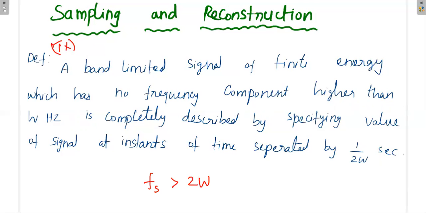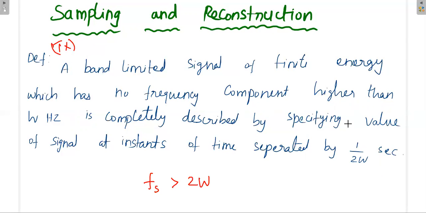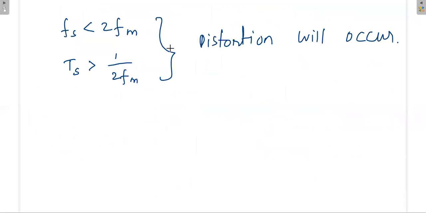Now we are at the transmitter side, and what we are doing is defining the signal with the help of samples. Instead of the complete continuous waveform, we are describing it with samples. It can be described by specifying the values of the signal at instants of time separated by 1 by 2W seconds. So they are telling what the minimum time between two samples should be, that is 1 by 2W. As I already told you, that is 1 by 2 FM.